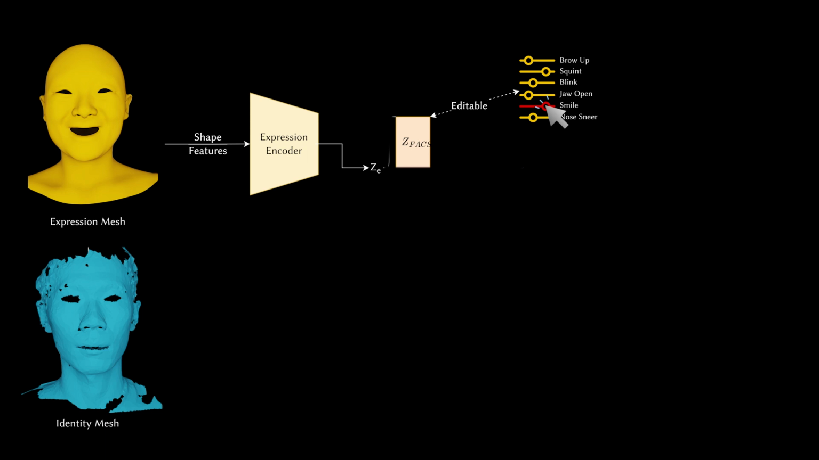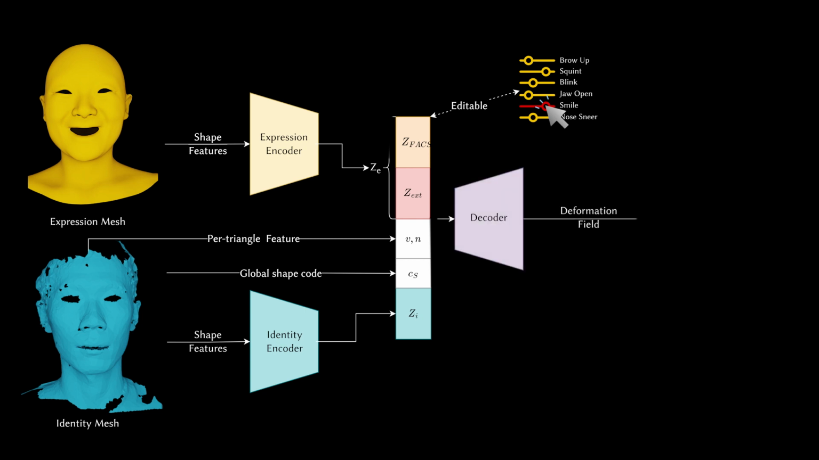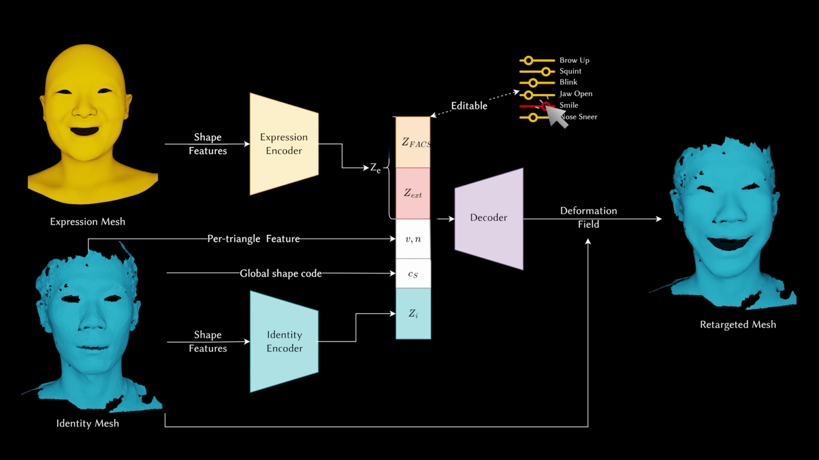Given an unrigged facial mesh with an unknown expression and identity in an arbitrary triangulation, and another unrigged facial mesh with the target identity in an arbitrary triangulation. The expression encoder extracts an expression code ZE from the yellow mesh, which contains ZFACs, the interpretable rigging parameters, and ZExtend, the learned parameters. The identity encoder extracts an identity code ZI from the blue mesh. Given the two latent codes and information from the blue mesh, the decoder outputs the deformation field, which deforms the blue mesh to have similar expressions as the yellow mesh.